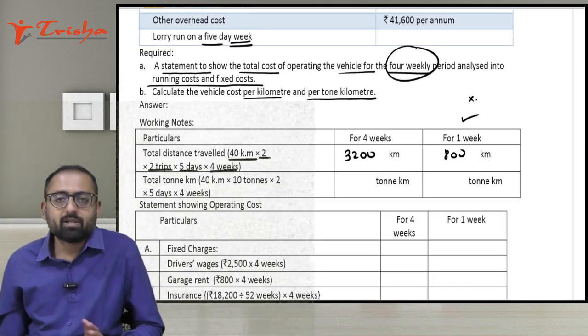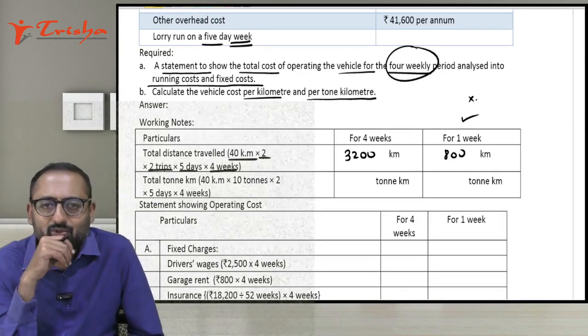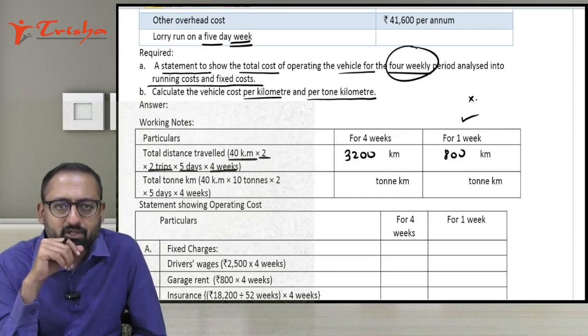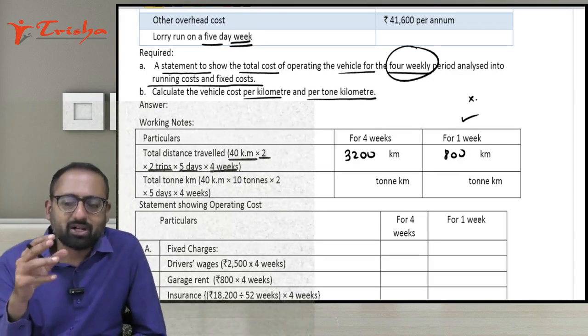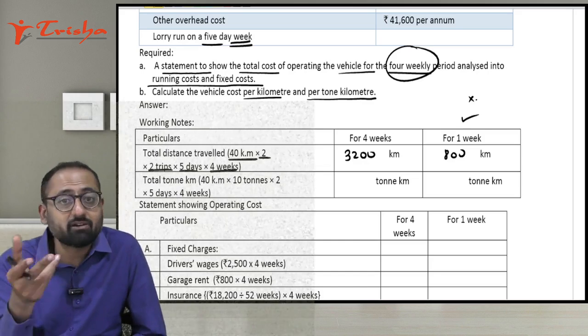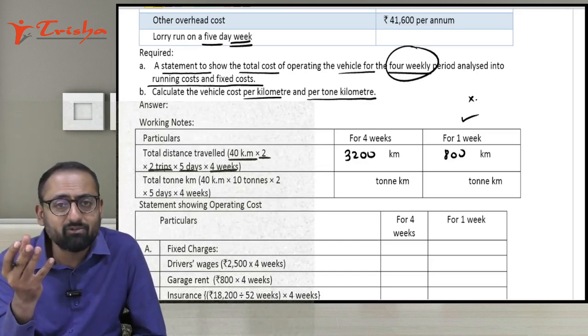Now tons kilometer, as I told you guys. In that tons kilometer, you will have to consider absolute tons kilometer in absence of information given. So total distance travelled is 3,200. Out of 3,200, guys, 1,600 will be outward journey and 1,600 will be your return journey. I hope this point is clear to every one of you.